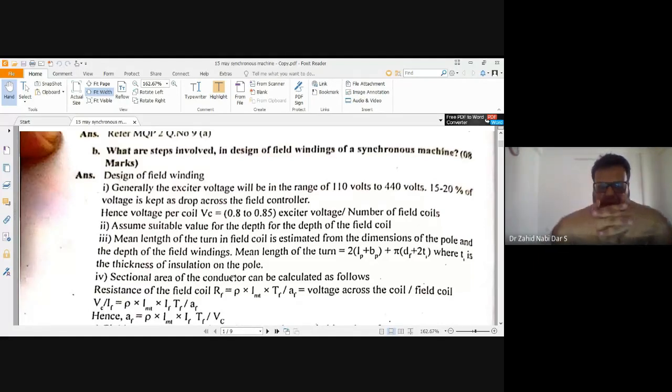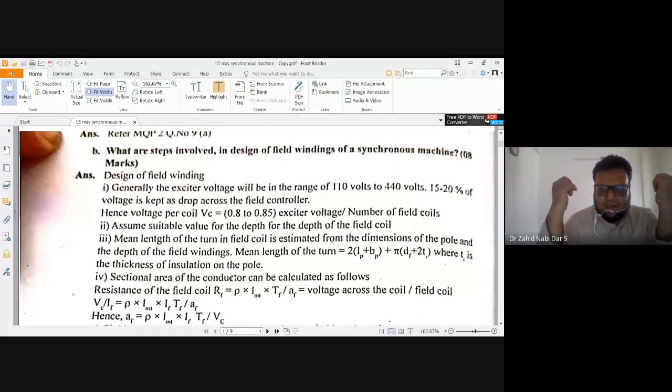Once it is locked up, we turn off this excitation, and the machine is now running as a synchronous machine, at one particular frequency and one particular speed. That is the synchronous speed, given by 2f/p in case of RPS and 120f/p in case of rotations per minute. So as you can see, step number one would generally be the exciter voltage, that is, the excitation is in the range of 110 volts to 440 volts.